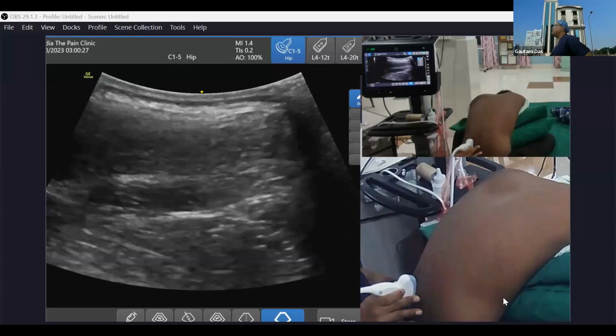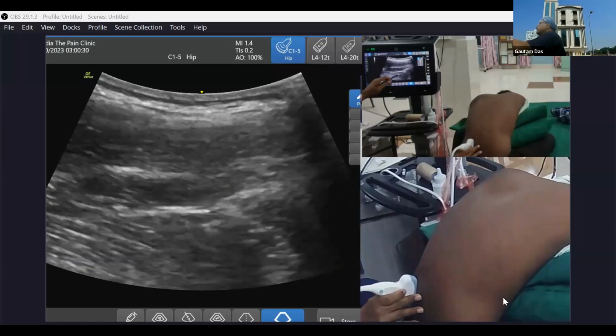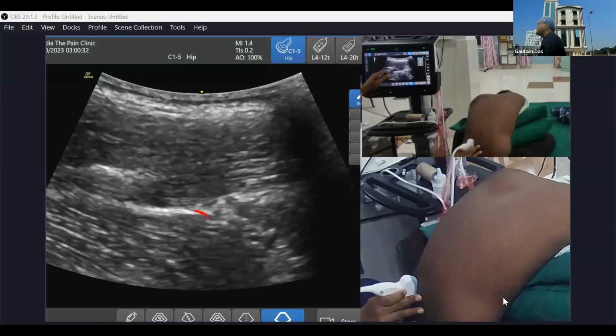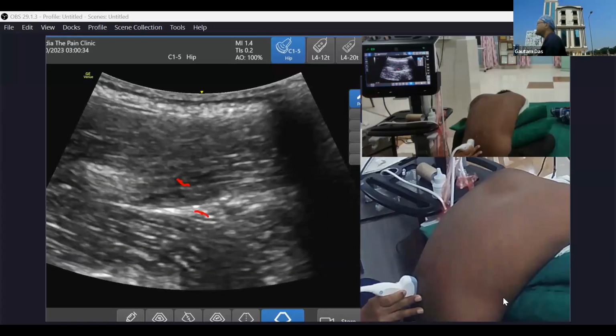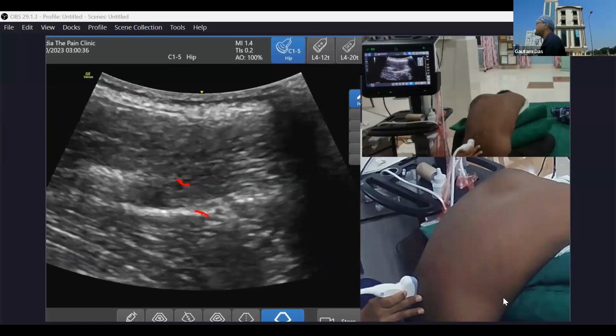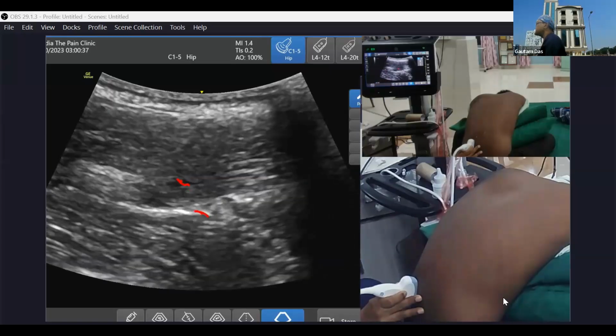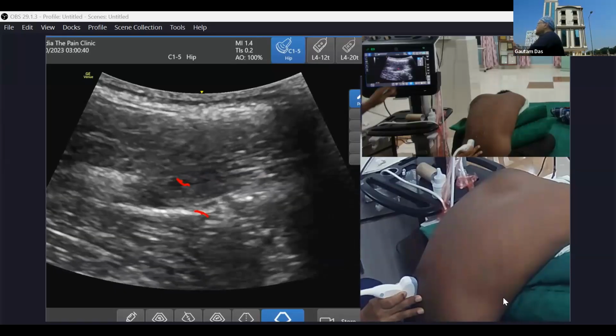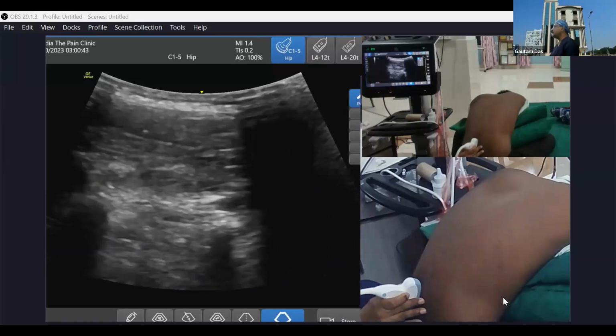So if you wish to do the QL block, your needle can be injected here or here, between the erector spinae and the quadratus, or between the quadratus and the psoas. So now if I'm going more medially, what is happening?